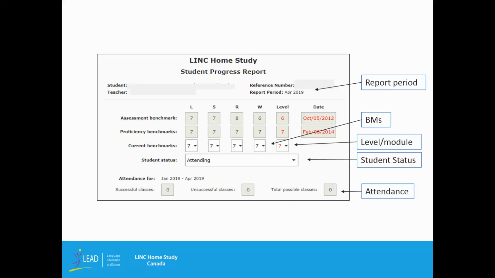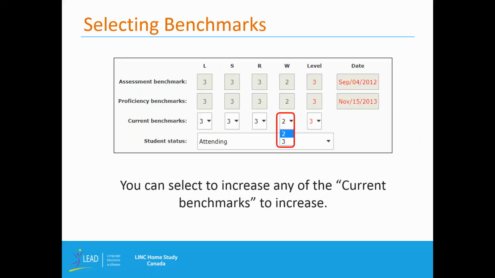The student information section includes information on student name, report period, benchmarks, student status, level or module, and attendance. With the student progress, you can select any of the current benchmarks to increase. You can increase only by one benchmark level at a time. For example, increase writing benchmark from 2 to 3, but not from 2 to 4.